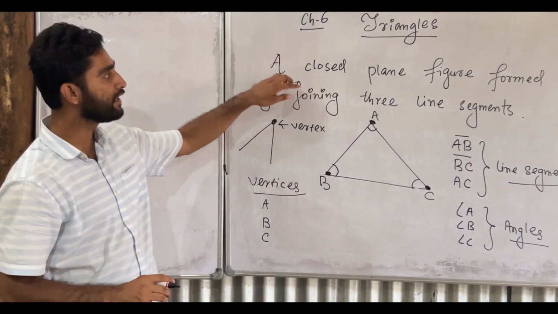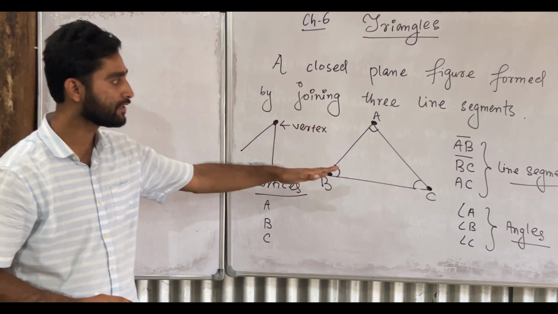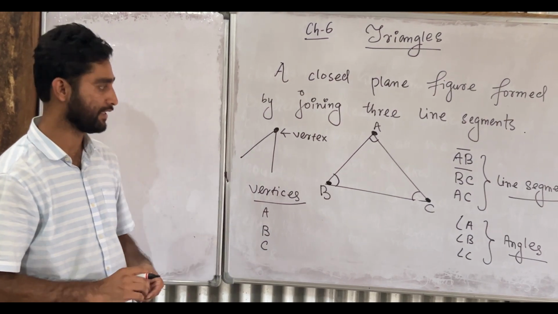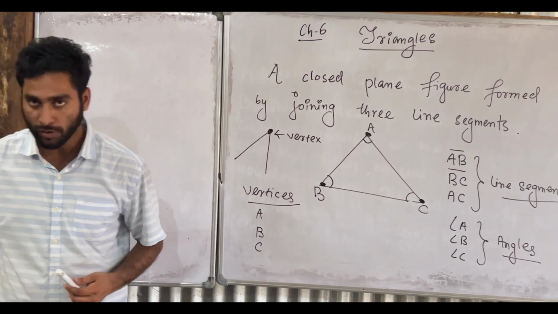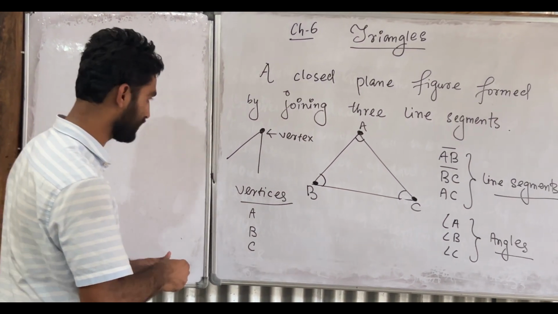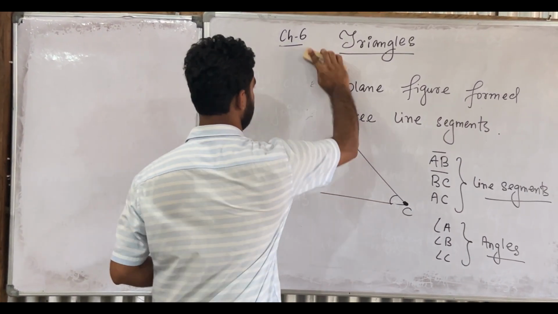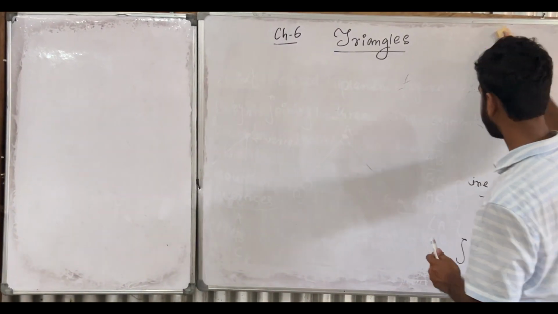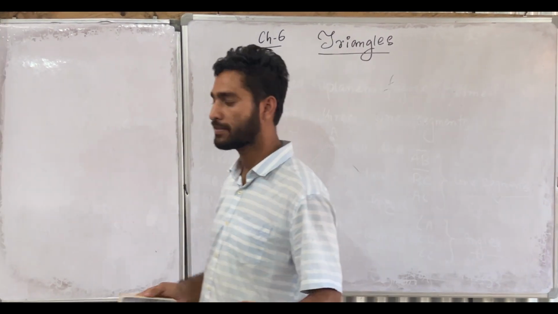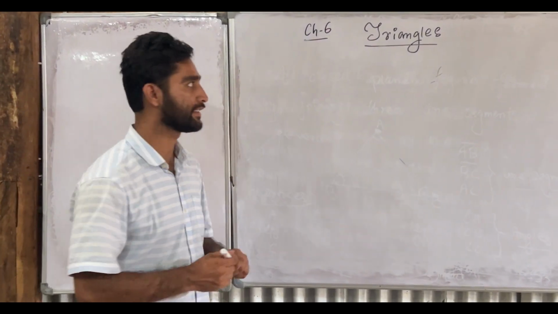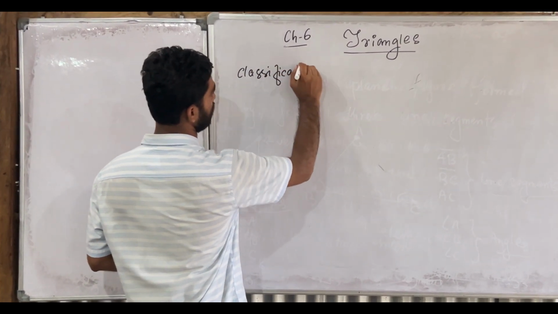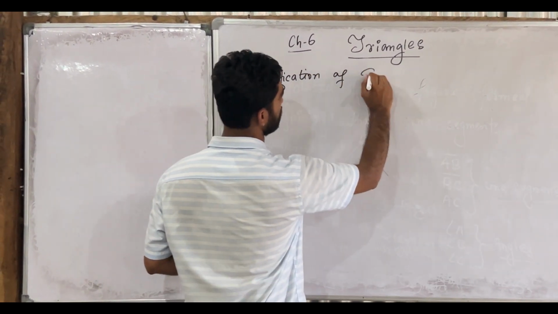Okay. So triangle is a closed figure formed by joining three line segments. A triangle has three line segments, three angles, and three vertices. Okay. Now we'll be studying about the classification of the triangles. So triangles can be classified on the basis of two things. One on the basis of sides and another one on the basis of angles. Classification of triangles.